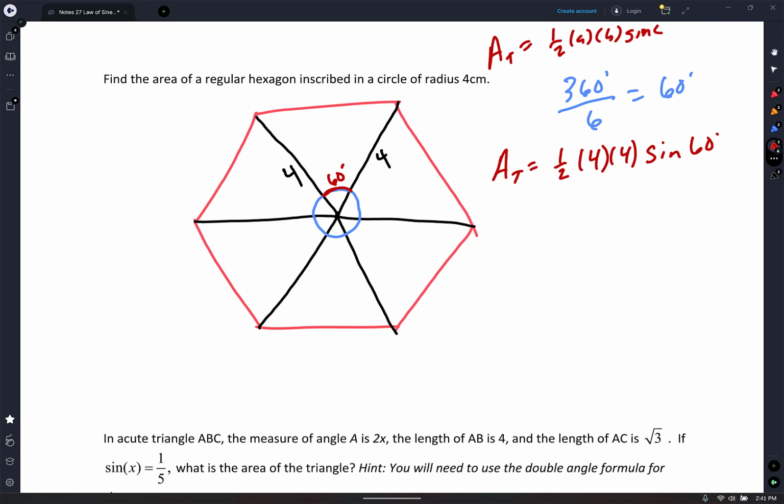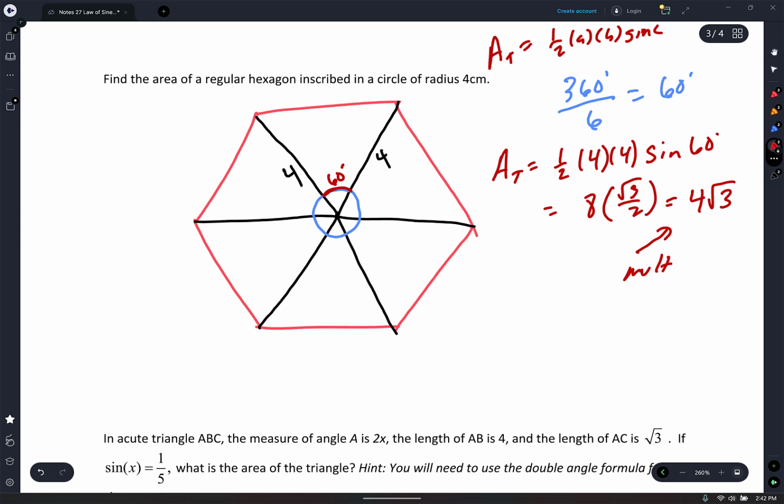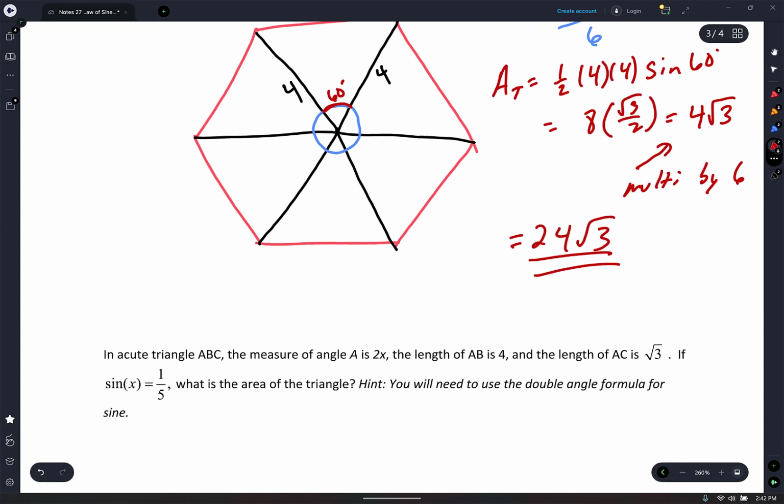So there it is. Check it out. Half of 4 is 2. 2 times 4 is 8. So 8, and then sine of 60 is? Perfect. Square root of 3 over 2. 2 goes into 8 how many times? 4. So 4 square root of 3. That's the answer for one triangle. How many triangles do I have? So multiply that by 6. What's 6 times 4? 24 square root of 3. That's the type of question the SAT is.